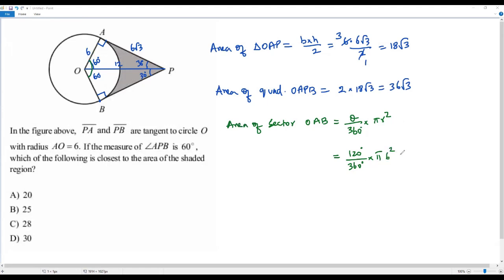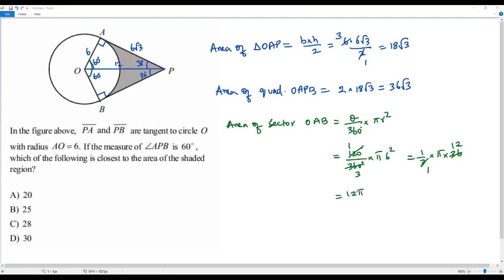Okay, then we get 120 over 360. I think we can simplify over here. 120 goes into 120 1 time. 120 goes into 360 3 times. Then we get 1 over 3 times pi times the value of 6 squared, which is 36. Okay, here 3 goes into 3 1 time. 3 goes into 36 12 times. Okay, so the area of the sector is 1 times pi, that is pi, times 12, that is 12 pi.